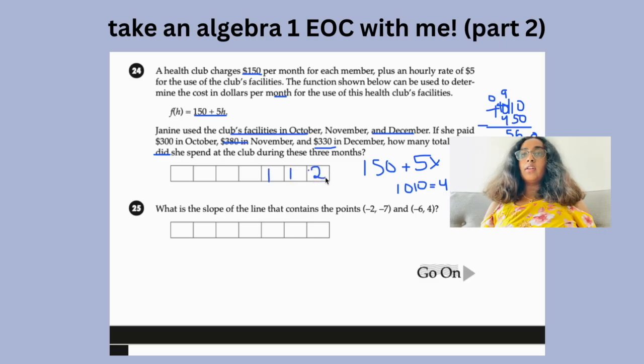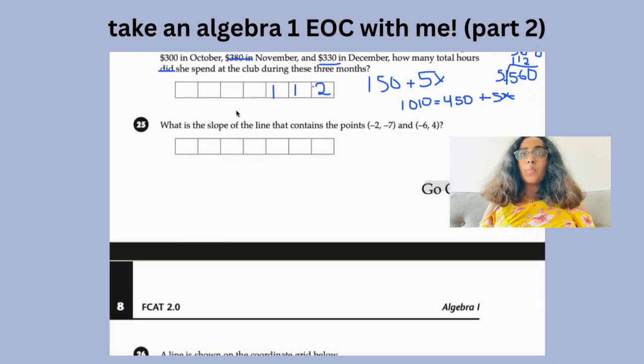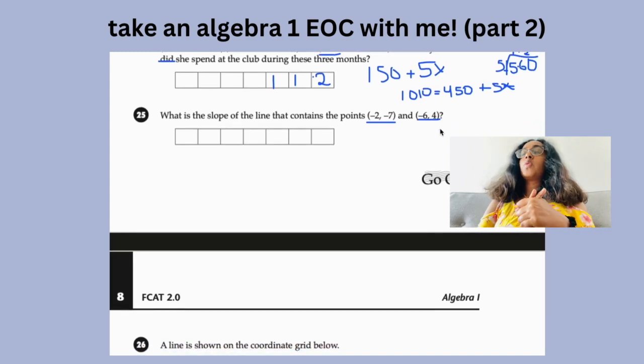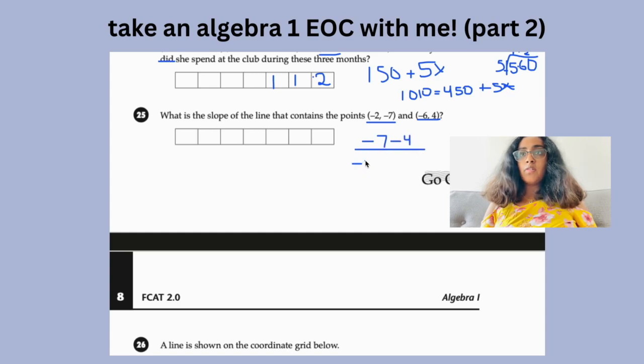She'd be wildin' though. And then lastly, what's the slope of the line that contains minus 2, minus 7, and minus 6, 4? So let's go back to our slope song. To calculate it, what you do next is take the change in y, divide by change in x. Change in y, we can start off with minus 7, minus 4. Change in x, we can do minus 2, minus 6.